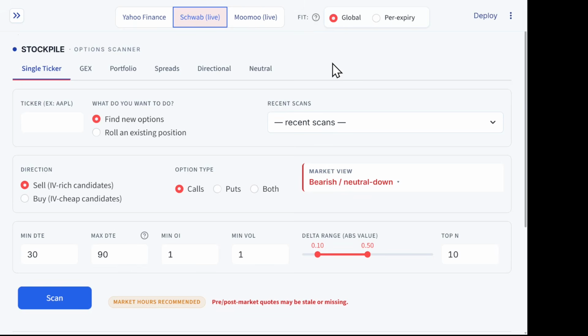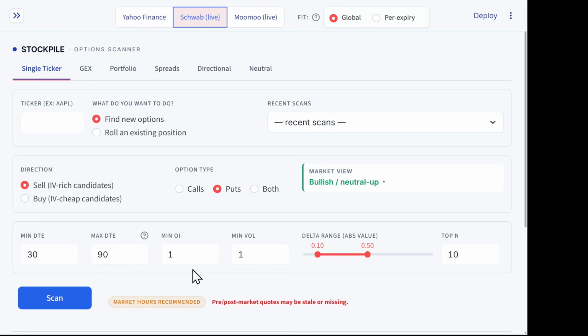We're looking for puts with higher than expected implied volatility compared to their neighbors, which implies they're offering better premium for similar risk. First, make sure you're on the single ticker tab and select Schwab if you have it configured. Otherwise, Yahoo Finance is fine. Make sure sell is selected, and we're going to do puts.